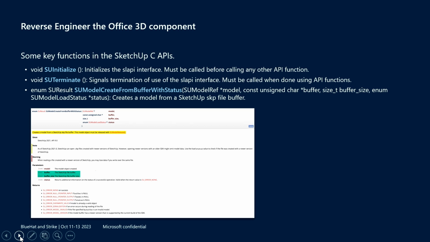The most important one is the function SU model create from buffer with status. This function is used to create a model from a SketchUp file buffer. It takes 4 parameters. The second one and the third one are in parameters, and the first one and the fourth one are out parameters.